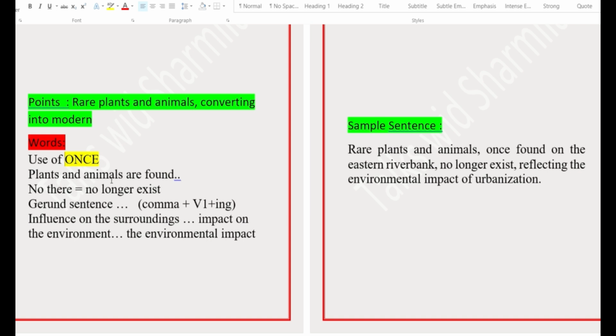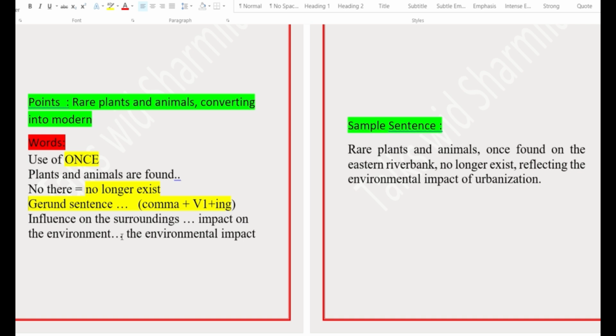Influence on the surroundings, because the rare plants and animals are removed. So there is an impact on the surroundings. For that we will say "impact on the environment." And the other better way to say it is "environmental impact." Hope you are really liking the class, because we are working on every word: the articles, the commas, the adjectives, the sentence structures and the vocabulary. So let's see the sample sentence now.